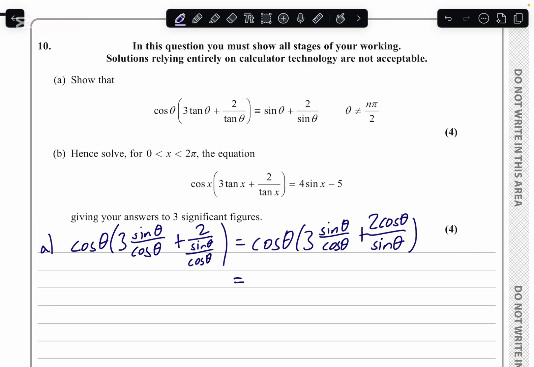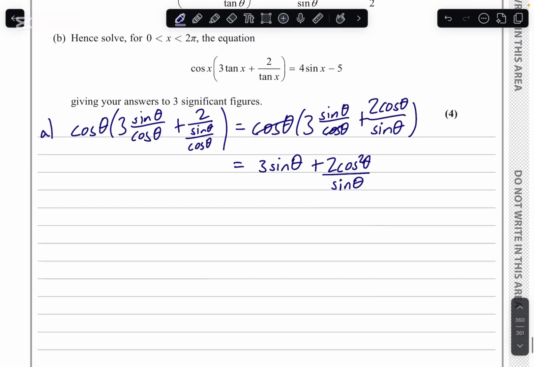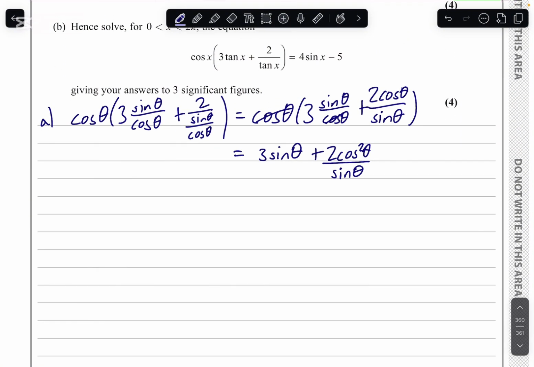Now I'll expand the bracket and multiply everything by cos theta. This and this will cancel out, so it will leave us with 3 sine theta plus 2 cos squared theta over sine theta. One identity that we'll need to know for this is that cos squared theta plus sine squared theta is equal to 1. So cos squared theta will be equal to 1 minus sine squared theta.